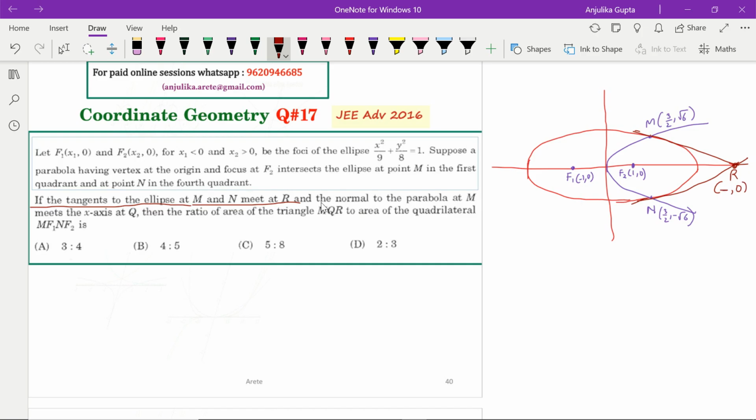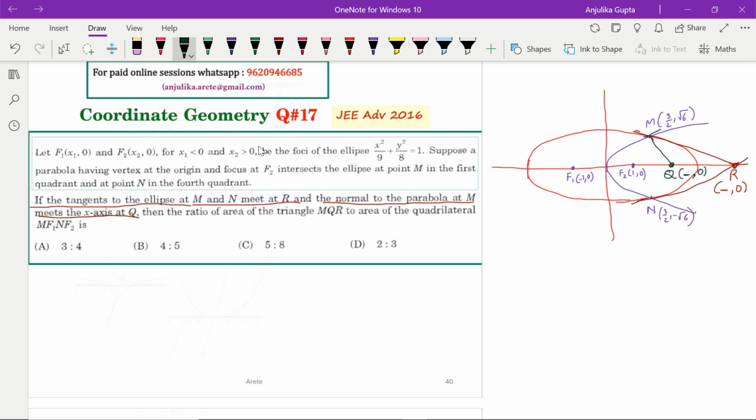The normal to the parabola at M meets the x-axis at Q. So you have to draw a normal to the parabola. This is my parabola. If I try drawing a normal to that at Q, I still don't know the position, because it is meeting the x-axis, so again the y coordinate is 0. I need to figure out what the x coordinate is again.